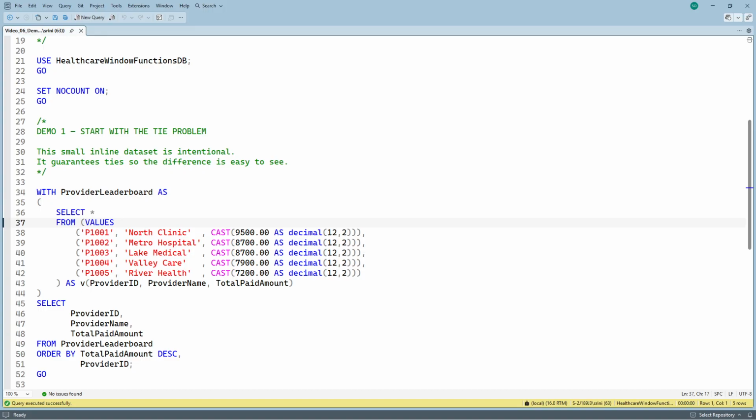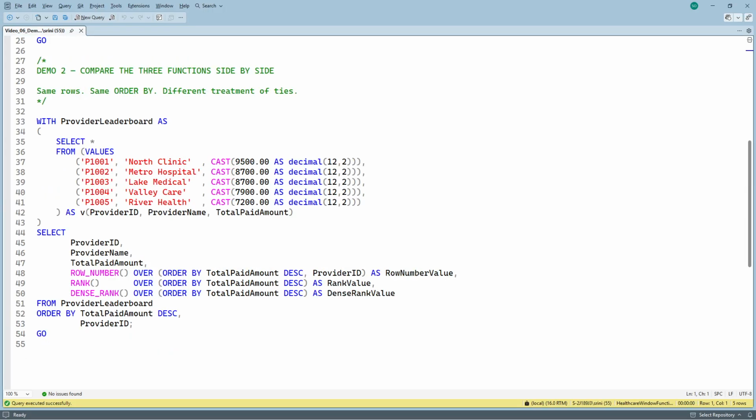I'm using a small inline data set here on purpose because I want the tie to be obvious before we go back to the larger claims table. Now let us put all three functions side by side. The data is the same. The business ordering is the same. Highest paid amount first. But watch what happens when two providers tie.